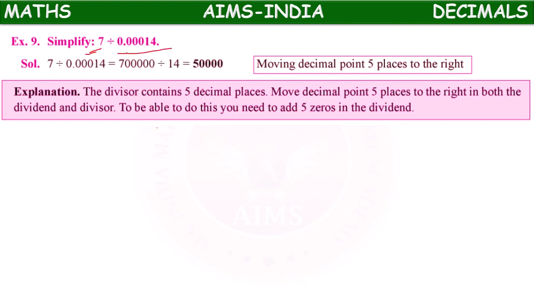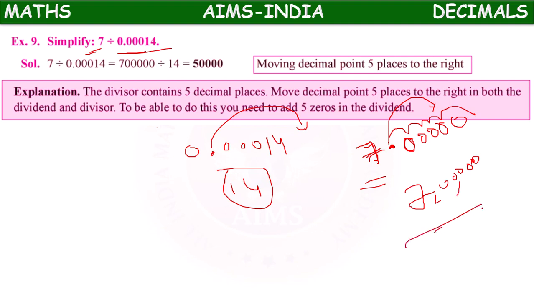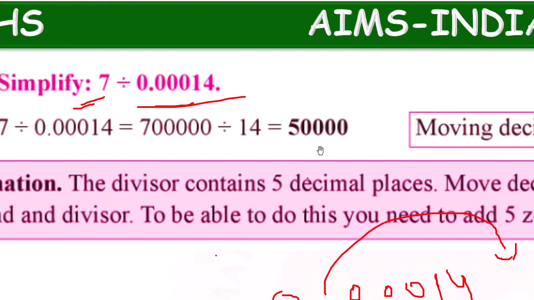Next one, 7 divided by 0.00014. The point is moving 5 places, so the divisor becomes 14. But in the dividend we have only 7, which means 7.0. It has to shift 5 places, but we have only one place, so for the remaining 4 places we take zeros. 1 place, 2 places, 3 places, 4 places, 5 places. So what will it become? 7 followed by 5 zeros, so it becomes 7 lakhs. So this is equal to 7 lakhs divided by 14, and we can divide it. Okay.